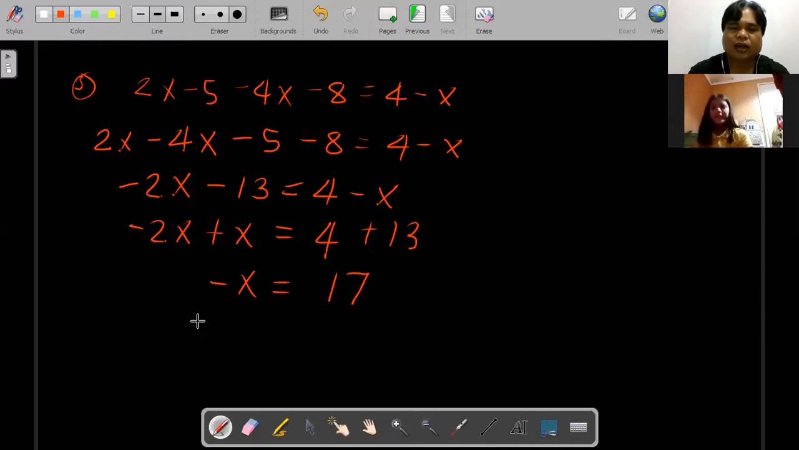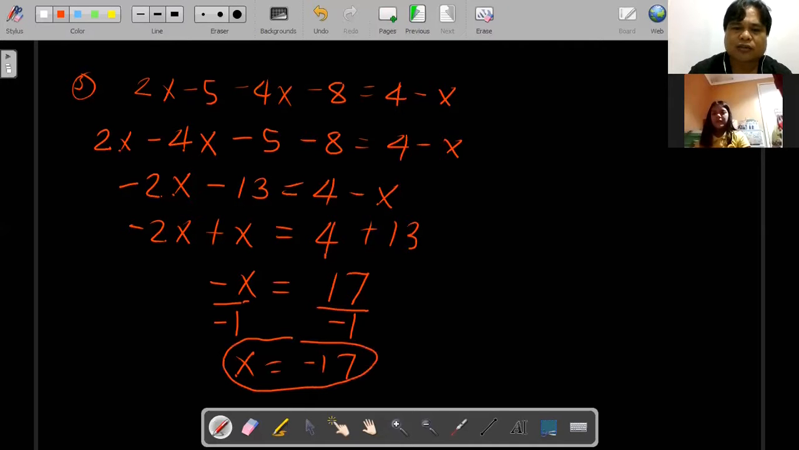Again, we're not allowed to have a negative variable. So what do you need to do? You just multiply or divide each side by negative 1. So this becomes x is equal to negative 17. And that's your final answer. Okay, Fion?